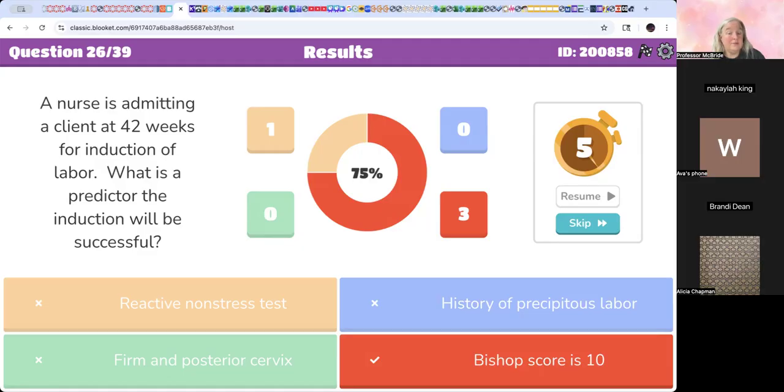If the Bishop score is high, we could just give her oxytocin and give her some contractions, and she probably would very successfully labor from there.